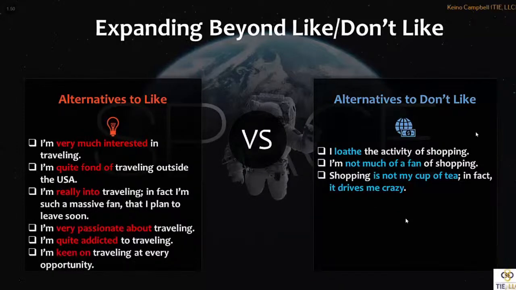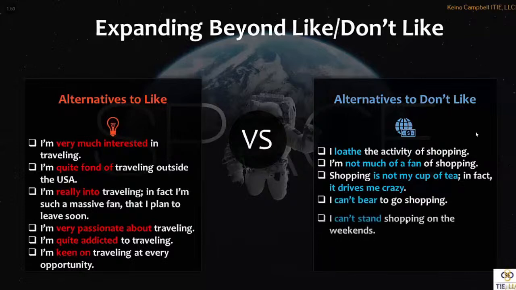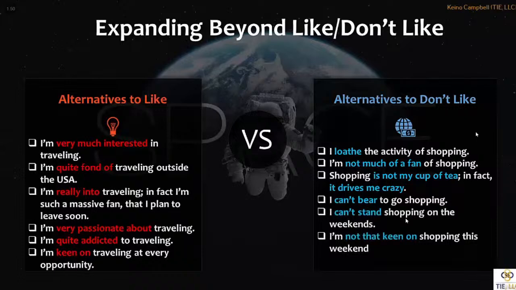Alternatives to don't like. I loathe the activity of shopping. I'm not a fan of shopping. Shopping is not my cup of tea. In fact, it drives me crazy. I can't bear to go shopping. I can't stand shopping on the weekends. I'm not that keen on shopping this weekend. I'm rarely thrilled about shopping. Those are different ways to say don't like.